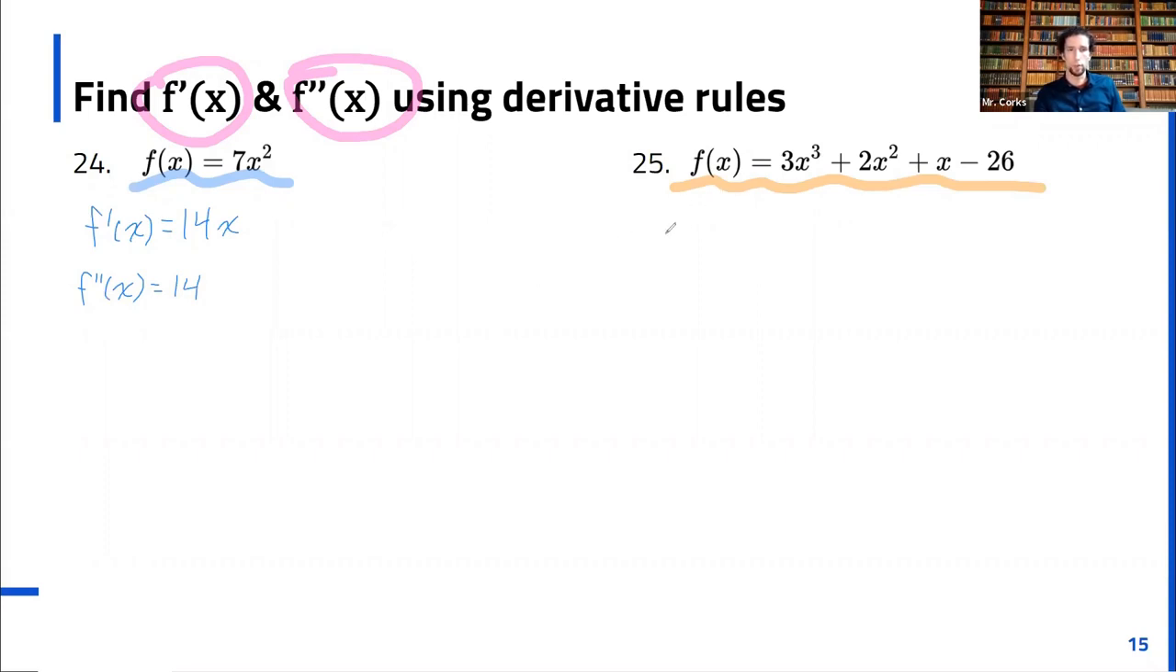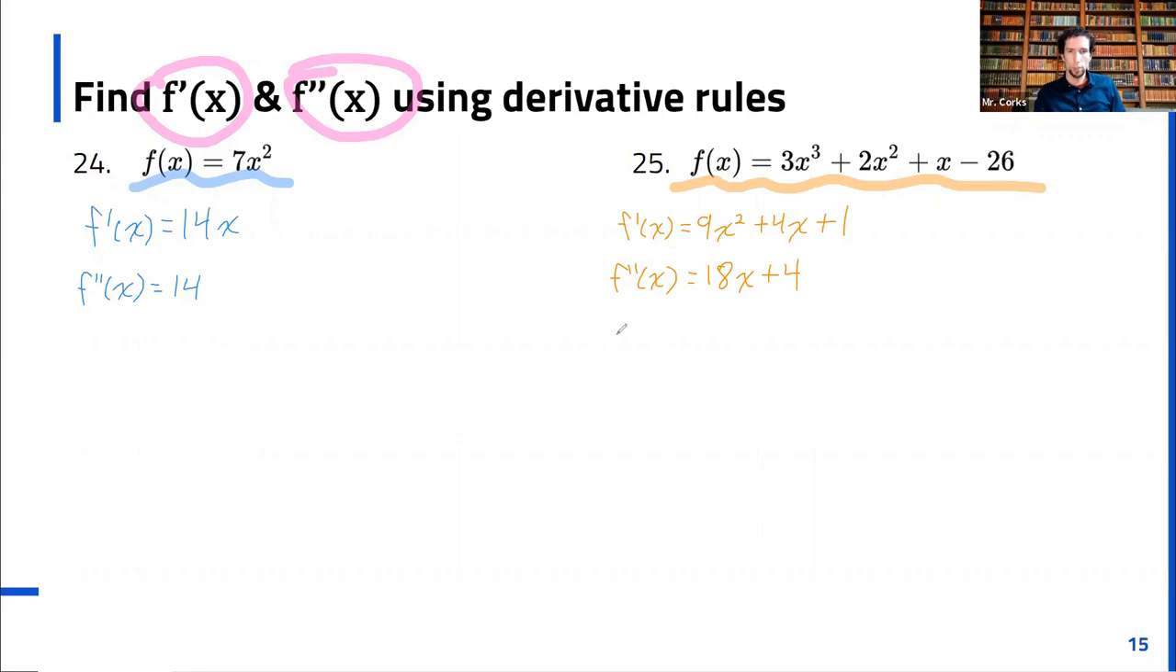What is our first derivative? F prime of x equals 9x squared plus 4x plus 1. Good. And our second derivative. F double prime of x equals 18x plus 4.